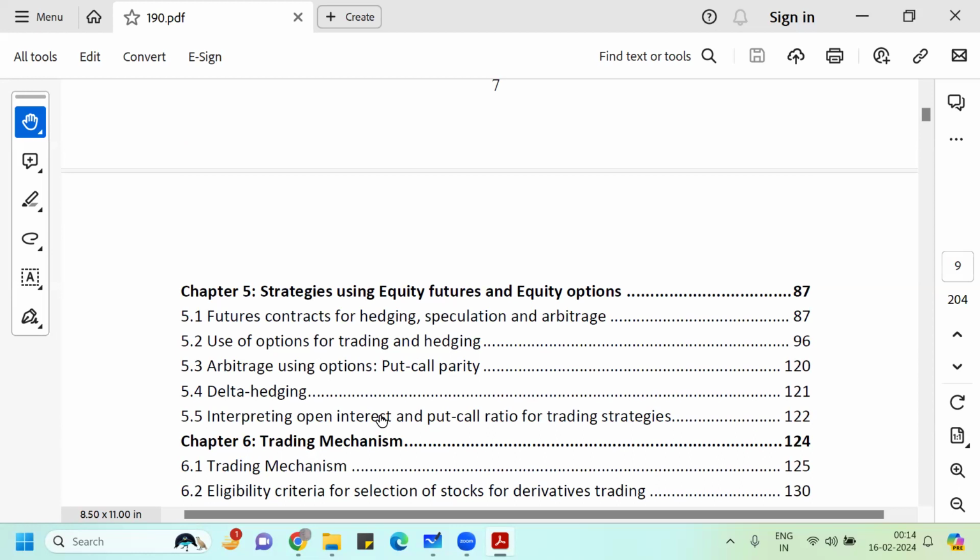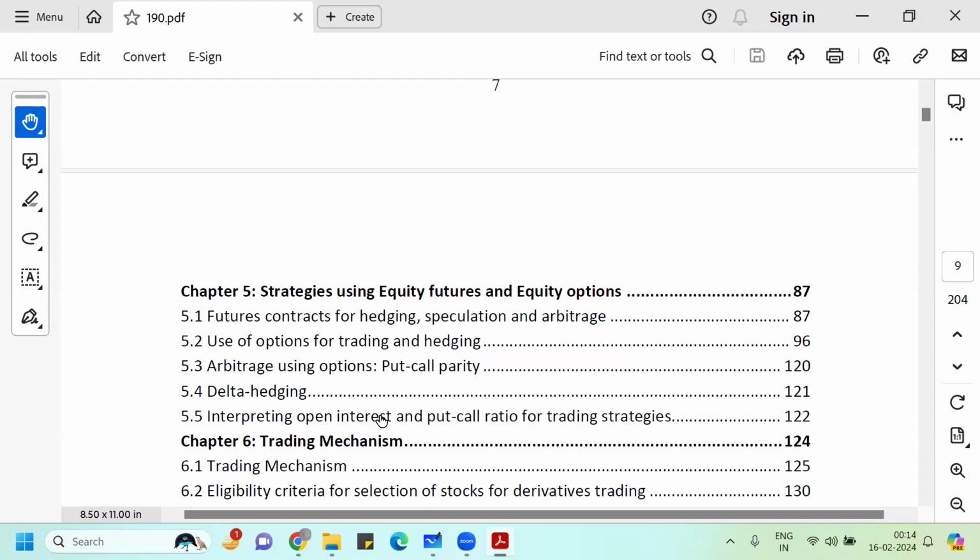Then in chapter 5, we'll talk about strategies using equity futures and equity options, where we'll talk about future contracts for hedging, speculation, and arbitrage. So basically, when you get involved in the market, there are 3 trading strategies. One is hedging, which is all about risk minimization. Another one is speculation, where you try to maximize your return by taking more risk. And the third one is arbitrage. Arbitrage is all about earning risk-free profit.